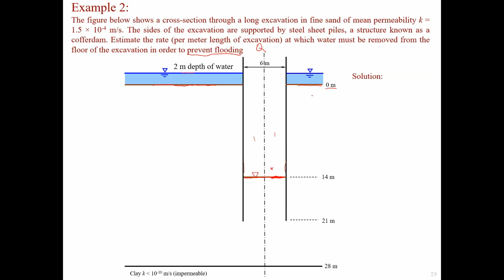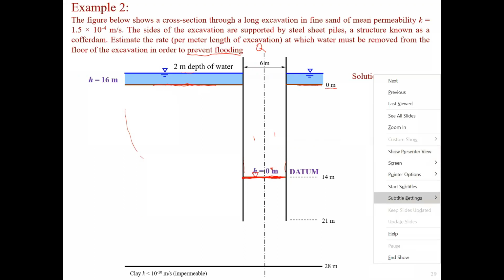And next, we need to find the delta. Like I said before, delta is normally set at the level of the downstream. For this case, obviously this is the upstream and this is the downstream, because there's a tendency for water to flow this way and into this excavation. So that's the delta. And then next, we label the water height value at the upstream and downstream.